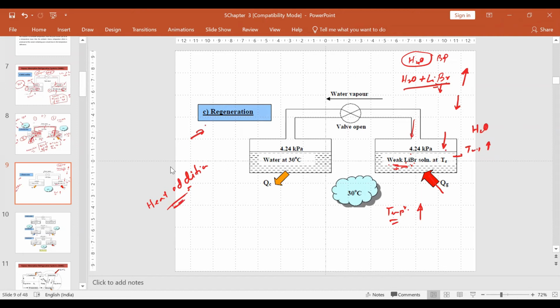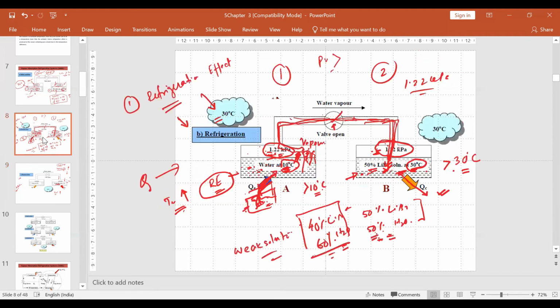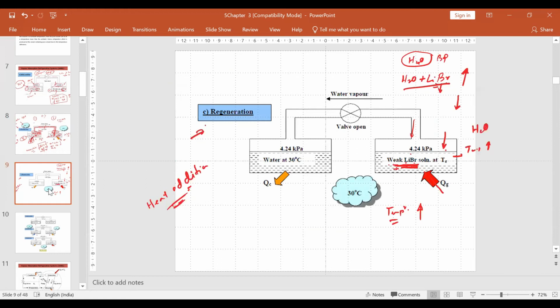Now you see, heat is added here. Already told that this is a weak solution, weak lithium bromide solution. In our previous slide, we said the lithium bromide percentage decreases as the vapor enters here. As a result, the solution becomes weak. Now this is the condition in the second phase. This is a weak lithium bromide solution. Now we apply heat from the outside.